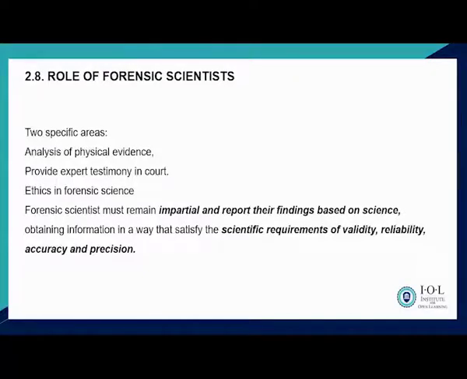Ethics in forensic science: forensic scientists must remain impartial and report their findings based on science, obtaining information in a way that satisfies the scientific requirements of validity, reliability, accuracy, and precision.